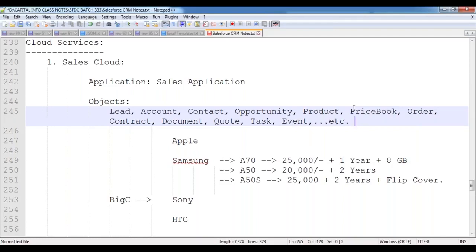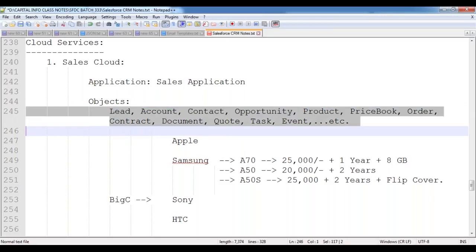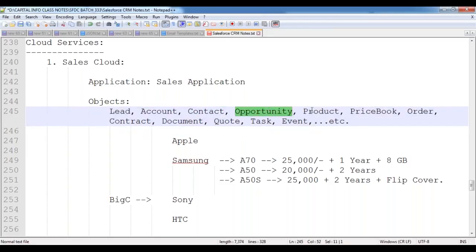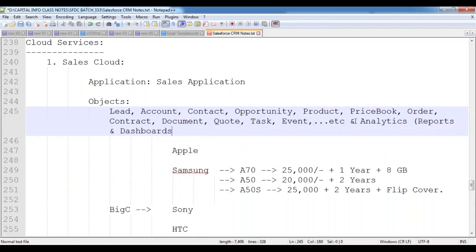So to store the sales-related data, these are the various tables which we are using right now. Like the lead table, account table, contact table, opportunity table, product, price book, order, contract, document, quote, task, event. Like that, we are using the various tables. Along with that, Salesforce is providing a feature called analytics. As part of analytics, we have two features. The first one is reports and the second one is dashboards. These are the two features available as part of analytics.